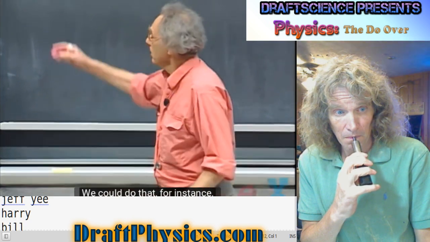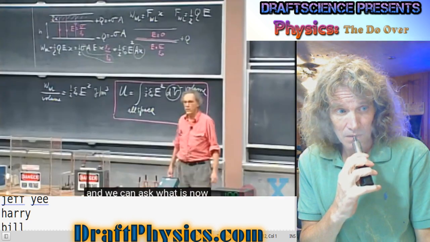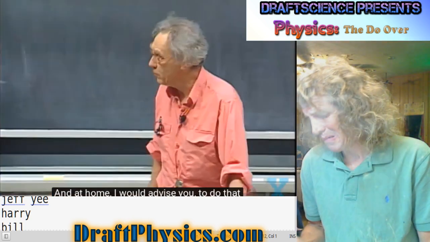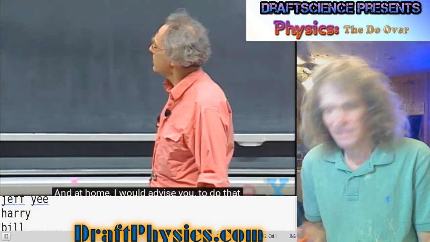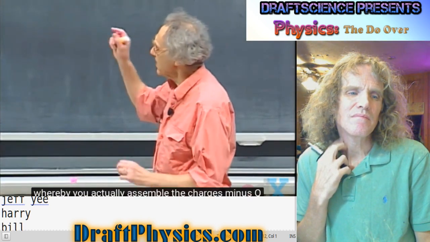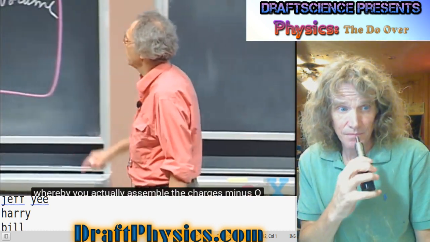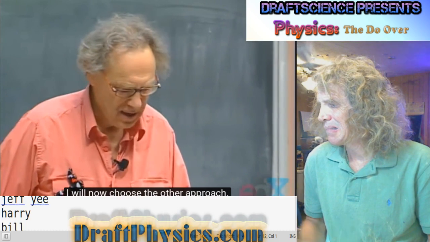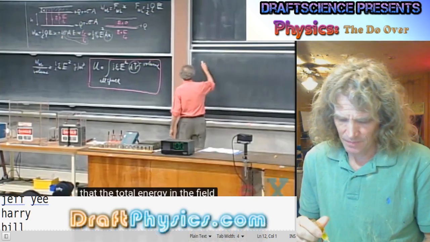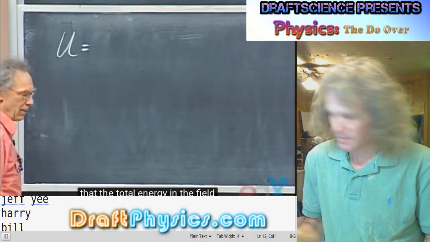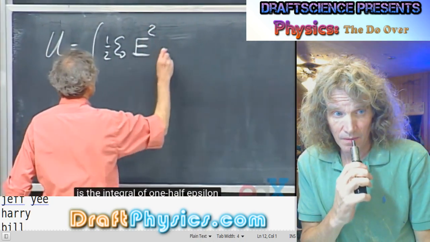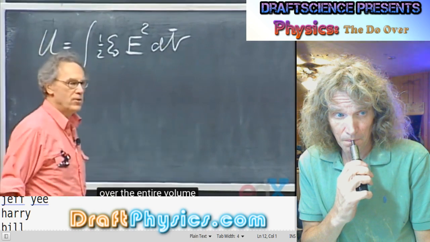We could do that, for instance, for these two parallel plates now, and we can ask what is now the total energy in the field. And at home, I would advise you to do that the way that is done in your book, whereby you actually assemble the charges minus Q at the bottom and plus Q at the top, and you calculate how much work you have to do. That's one approach. I will now choose the other approach, and that is by simply saying that the total energy in the field of these plane parallel plates is the integral of 1/2 epsilon 0 E squared over the entire volume of these two plates.